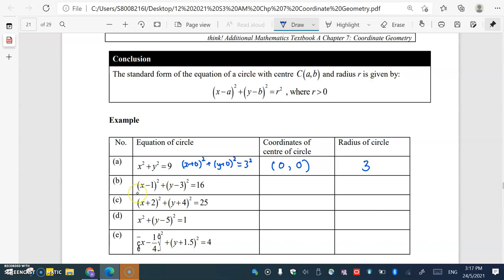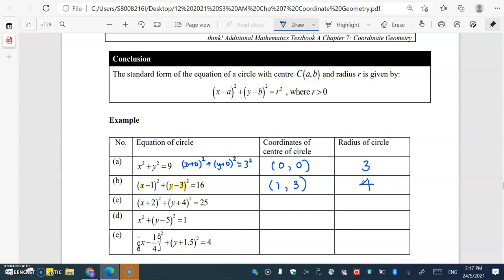Note, in B, (x − 1)² + (y − 3)² = 16. If I were to write this as your equation of circle given to you, you can therefore conclude that the coordinates of the center of the circle is just (1, 3). Remember, please note the sign. The sign here is negative, and this is also negative. So when you write them down, it will turn positive. Remember, this is x − a, this is y − b. And the radius of the circle is 4 because the square root of 16 is 4.